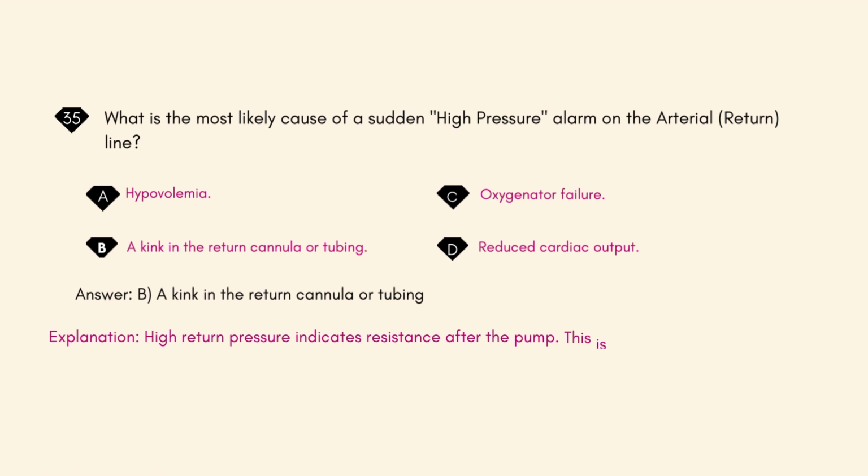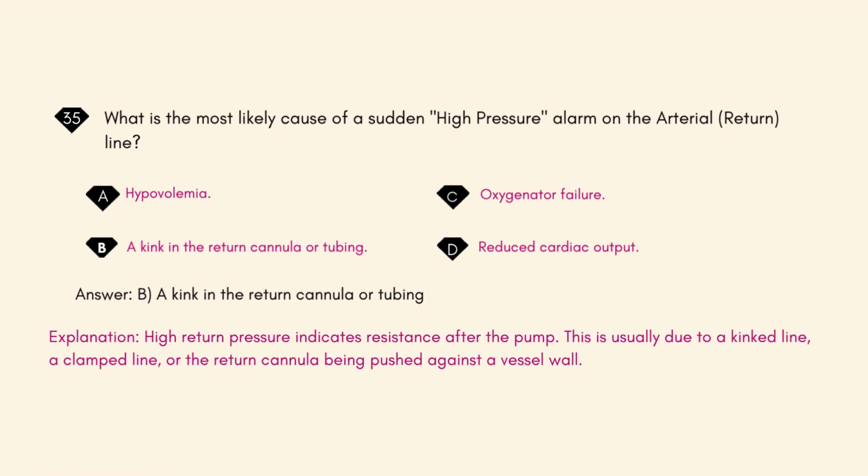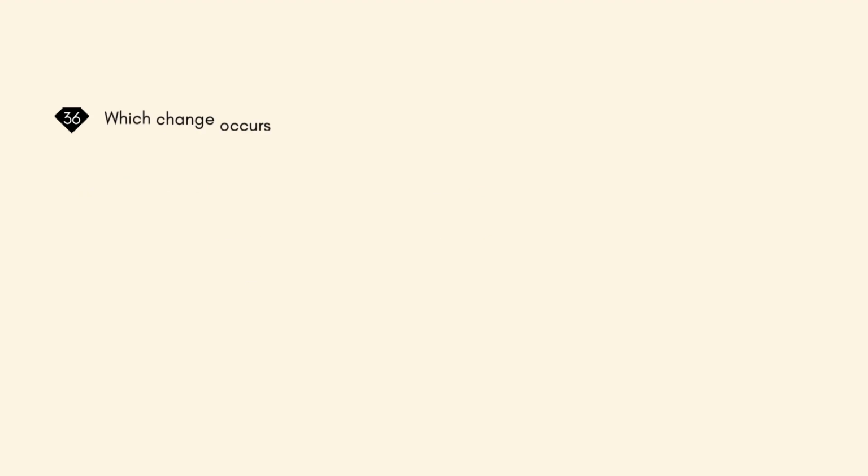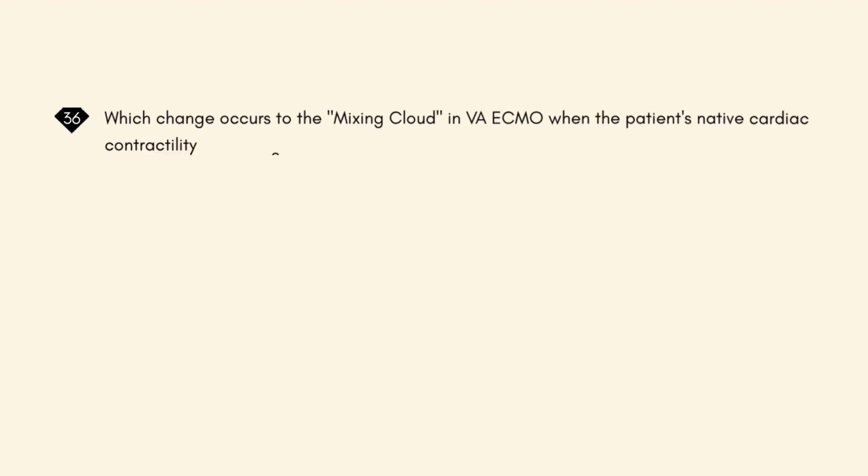Explanation: high return pressure indicates resistance after the pump. This is usually due to a kinked line, a clamped line, or the return cannula being pushed against a vessel wall. Which change occurs to the mixing cloud in VA-ECMO when the patient's native cardiac contractility improves?